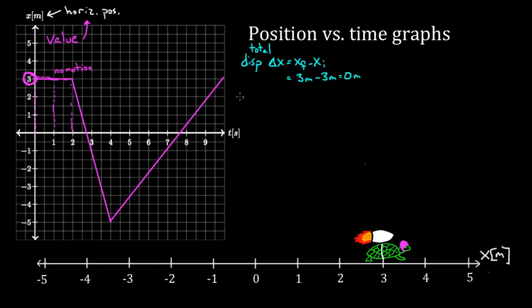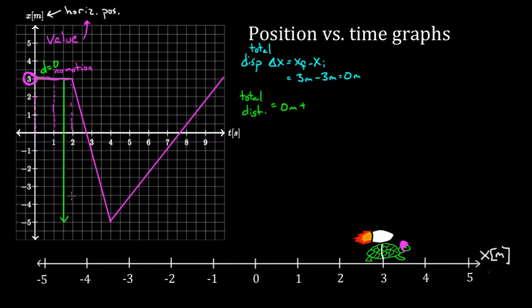What else could we find? We could figure out the total distance. So the total distance traveled, remember distance is the sum of all the path lengths traveled. So for this first path length, there was no distance traveled. That was the awkward part. We're not going to talk about that because it might hurt her feelings. Then, all right, so this is 0 meters plus between 2 seconds and 4 seconds, turtle went from 3 to 5. That's a distance traveled of 8 meters.